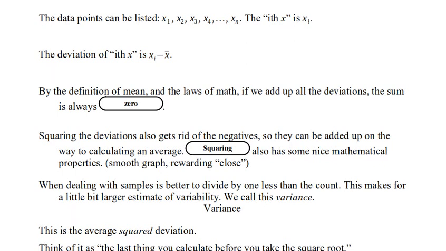Now, you might think we're going to divide by n, but we want to kind of overestimate the standard deviation, so we're going to divide by a number that's 1 less. We're going to get a bigger number as a result for our standard deviation. We're going to divide by 1 less than the count. It makes it a little bit bigger, a little bit larger, and we call this variance.